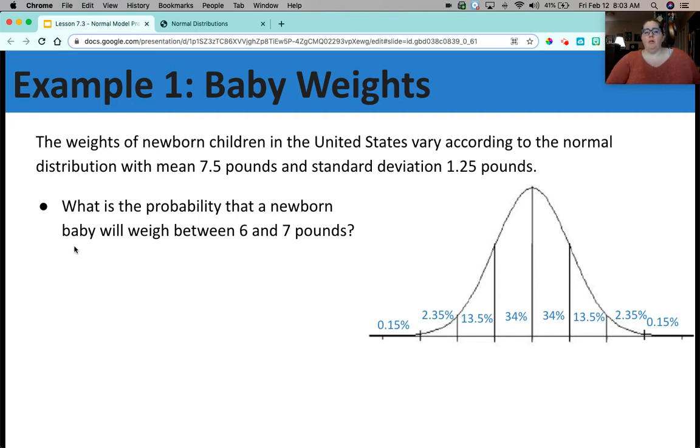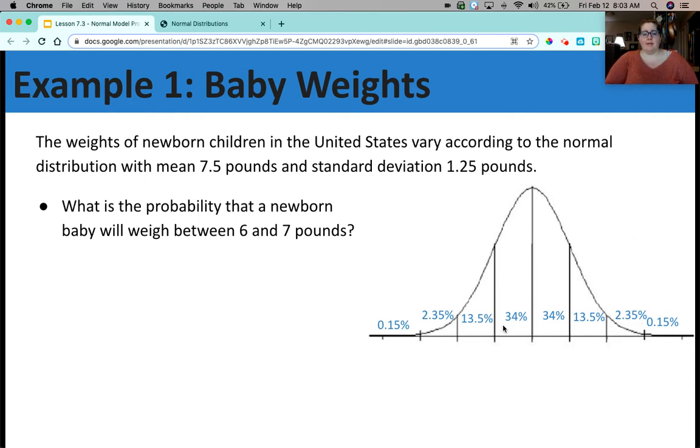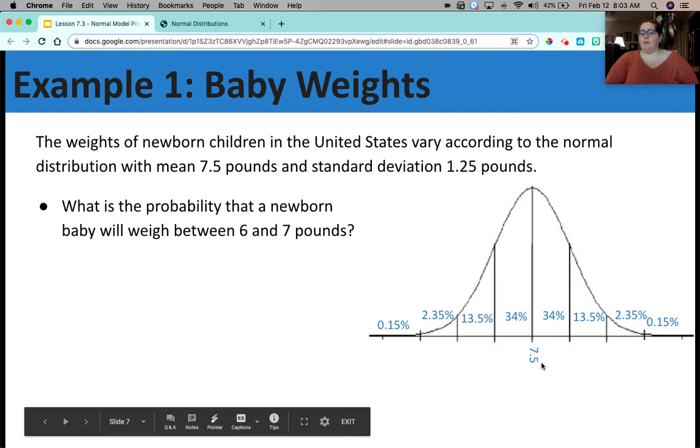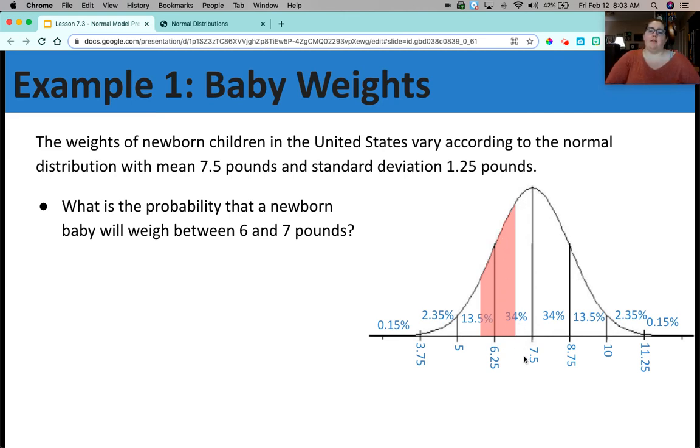So in this example, in this first part, we're going to find the probability that a newborn baby will weigh between 6 and 7 pounds. I could label my normal model like we did in the last lesson. My mean is 7.5, and then I can add my standard deviation 3 times on the right and subtract it 3 times on the left to get these values. Then, since I want between 6 and 7 pounds, I can shade where that would be. There's about 6, there's about 7, and I want the area in between.